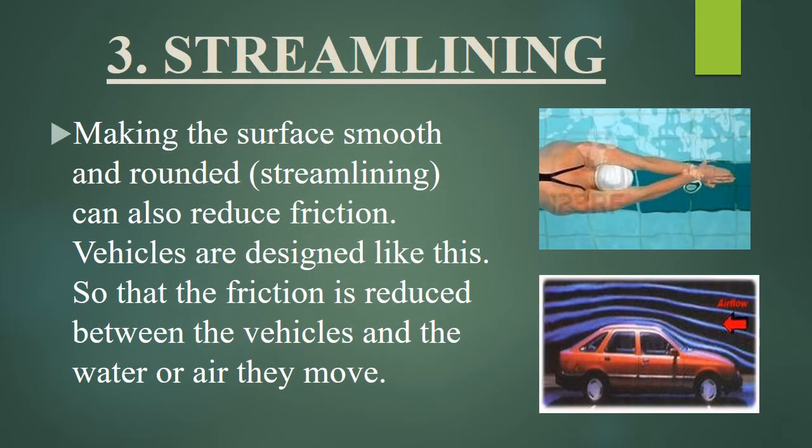The third way of reducing friction is making the surface smooth and rounded. This special shape is called streamlined shape, and the method is called streamlining. Vehicles are designed like this so that the friction is reduced between the vehicles and the water or air they move through. This shape also helps fish, ships, and boats swim easily in water, facing reduced air and water friction. Similarly, aeroplanes, birds, and gliders use this shape to reduce air resistance. Swimmers also adapt streamlined shape to reduce water friction while swimming. This is all about streamlining.